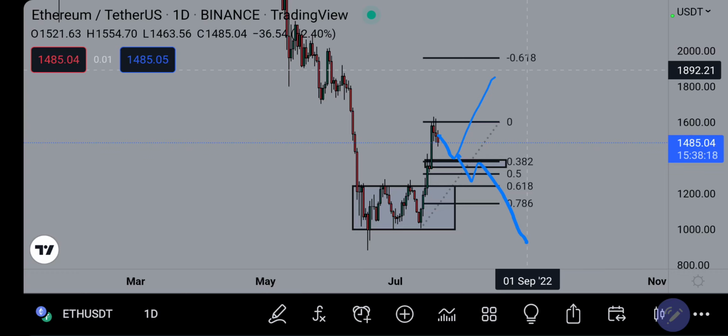So the main aim for this daily analysis is so that you can have a perspective, a higher time frame perspective for the market before you can now start looking forward to taking trade setups on the lower time frame.